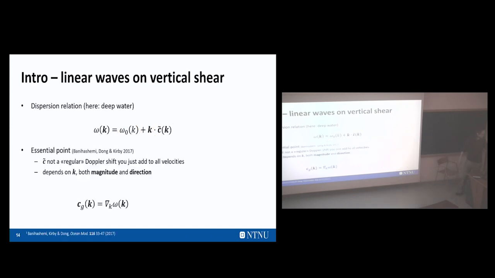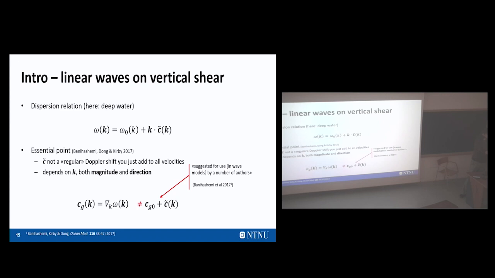It's quite neat. There is an essential point that's been made by Jim Kirby's group in particular, that if you're going to look at the group velocity here, this thing looks like a standard Doppler shift, and it has sometimes been interpreted as that. So you calculate that, and you just add it to the group velocity. Well, you can't do that, because it depends on k. So you need to take the derivative of that as well. So that point was pointed out by Hashemi and Kirby. And it does make a difference.